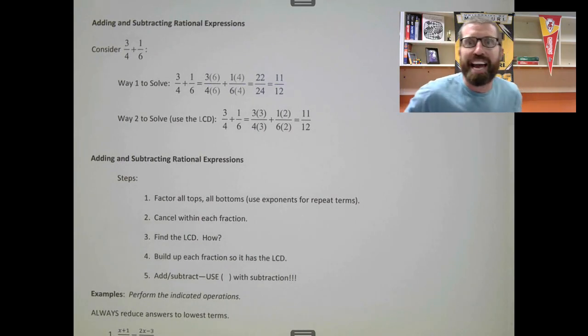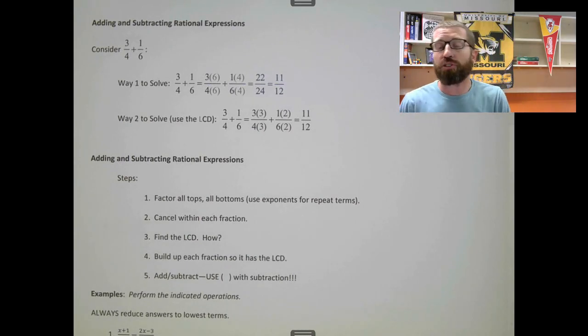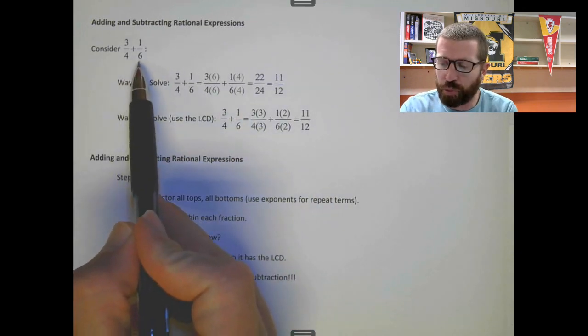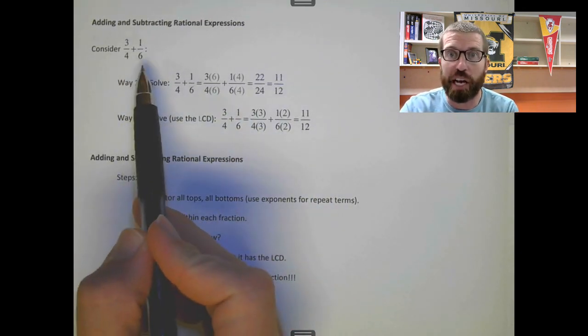In this video, we're going to look at adding and subtracting rational expressions. And to start, let's just look at adding fractions. So adding a couple fractions. Hopefully this looks familiar to you, 3/4 plus 1/6, and you think, well, I need to find a common denominator.